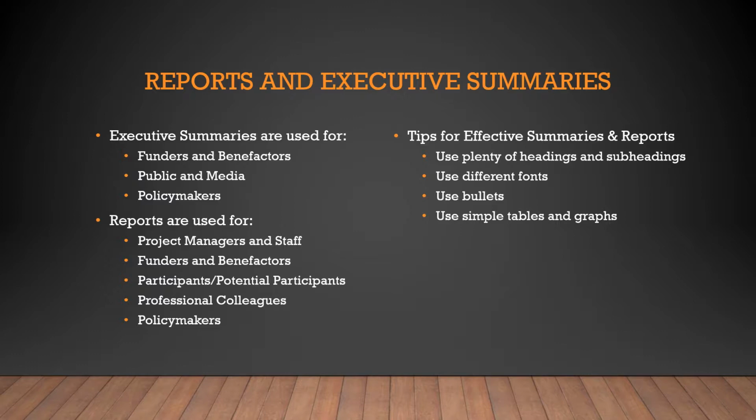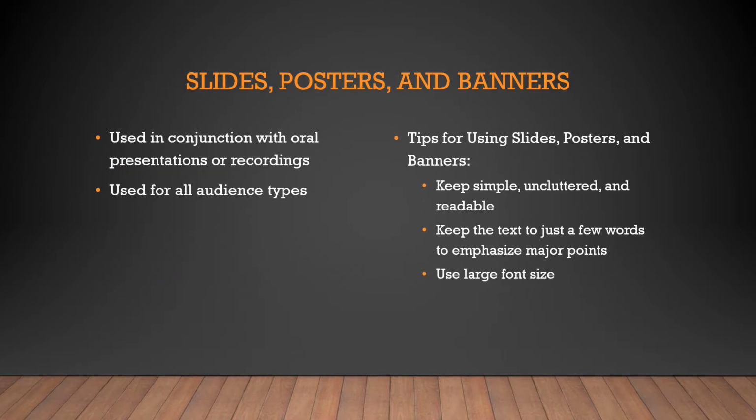So when you're looking at creating an executive summary and/or a report, make sure you're using plenty of headings and subheadings so that people can go directly to the areas that they need. It was also suggested to use different fonts, use bullets to keep it very simple and concise, and then use simple tables and graphs. The electronics all have these crazy new big elaborate graphs and graphics and tables that you can use, but everything that I read showed that you wanted to make sure to keep it simple, easy to read and easy to compile.